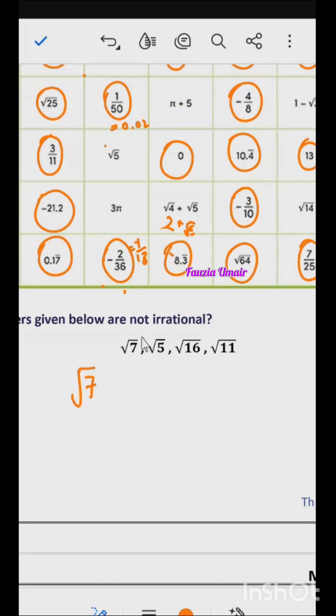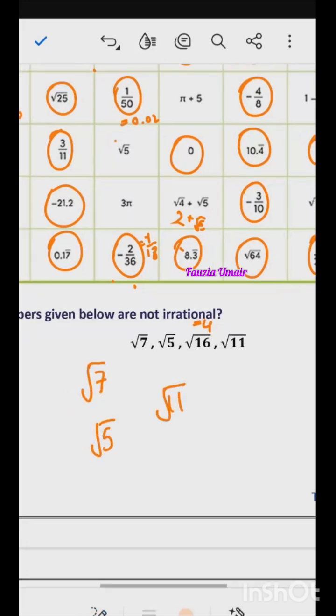Square root of 5 is irrational, non-solvable. What about square root of 16? Zoya, better don't unmute your mic. Ma'am, it is 4, which is rational. What about square root of 11? It is irrational because it is a non-solvable root. Excellent. Non-solvable roots are irrational. Okay. So any question, anything you cannot understand?